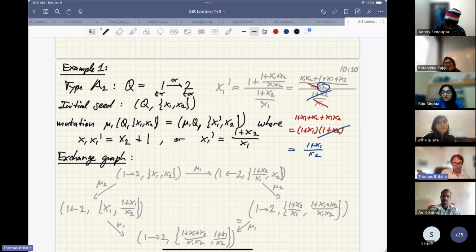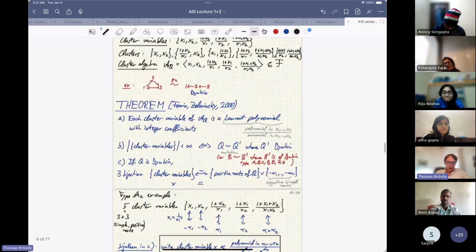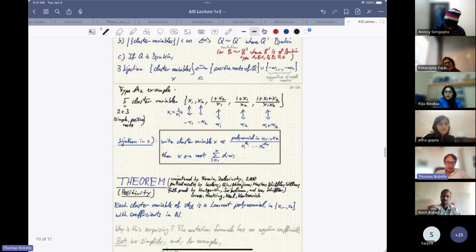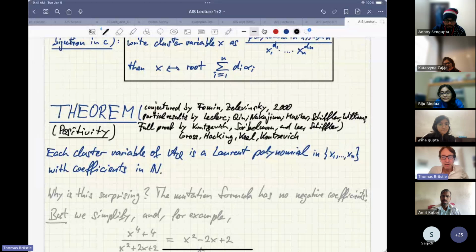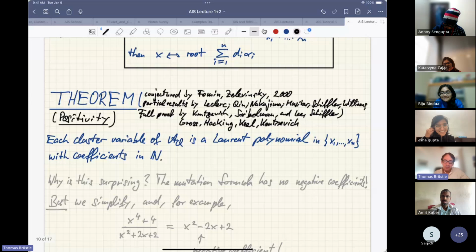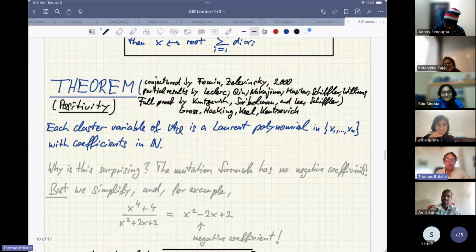Coming back to the Gross Hacking Keel Kontsevich paper, this is a really complicated paper. Do you agree? Who brought this up? Yes, I tried reading it, but I couldn't. It is really complicated, yes. I do not recommend reading it. No, you should read it, but it's really complicated. It's a complicated result. Let's keep it like this.